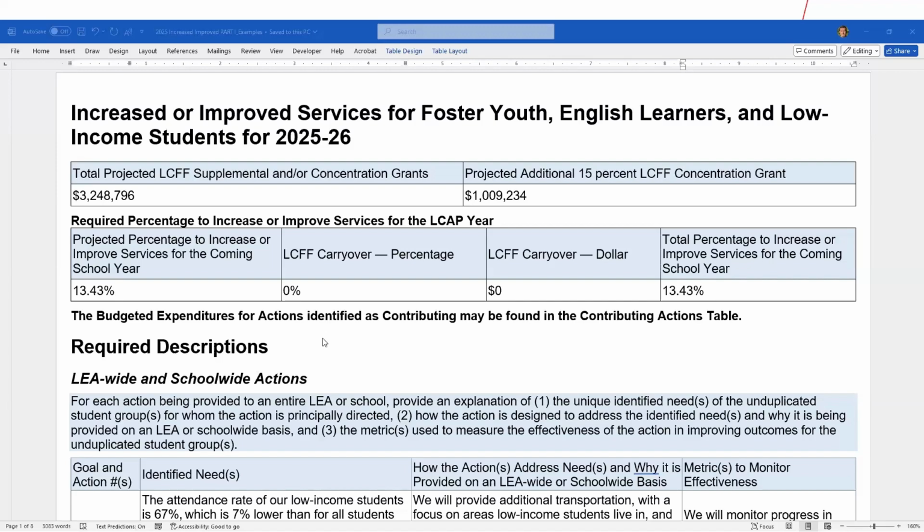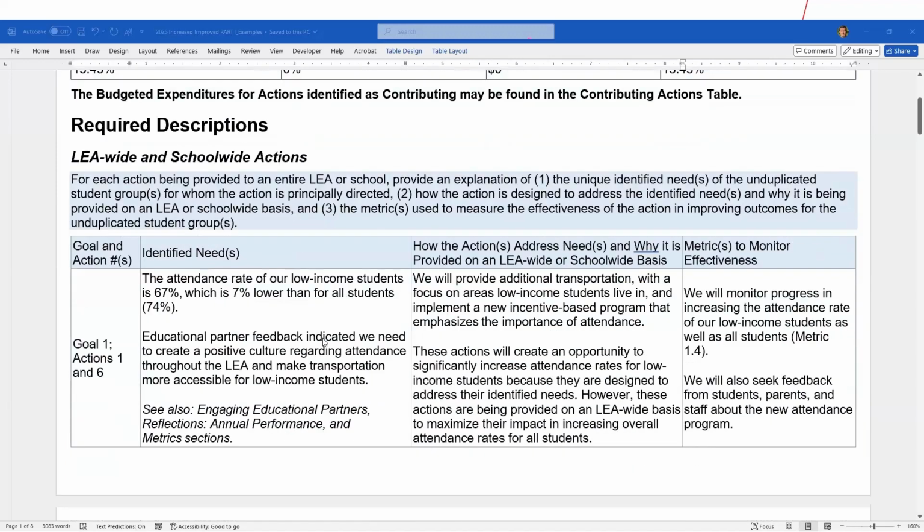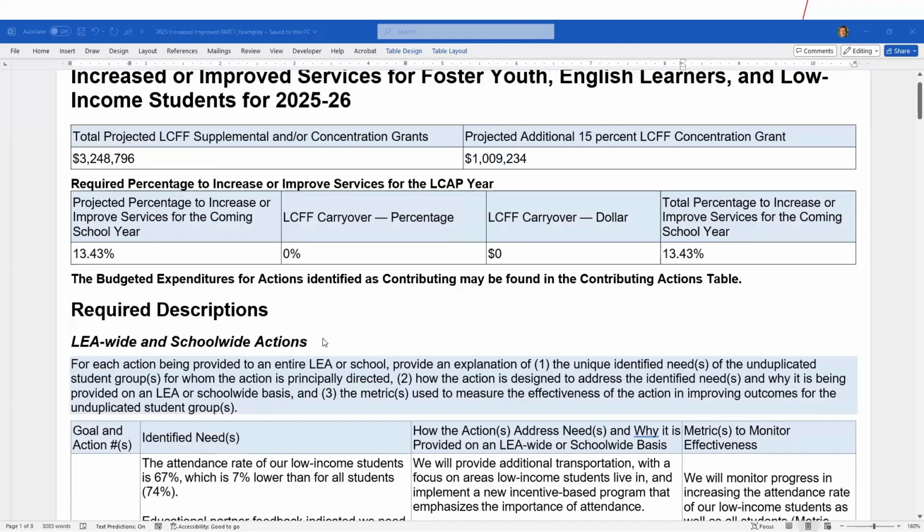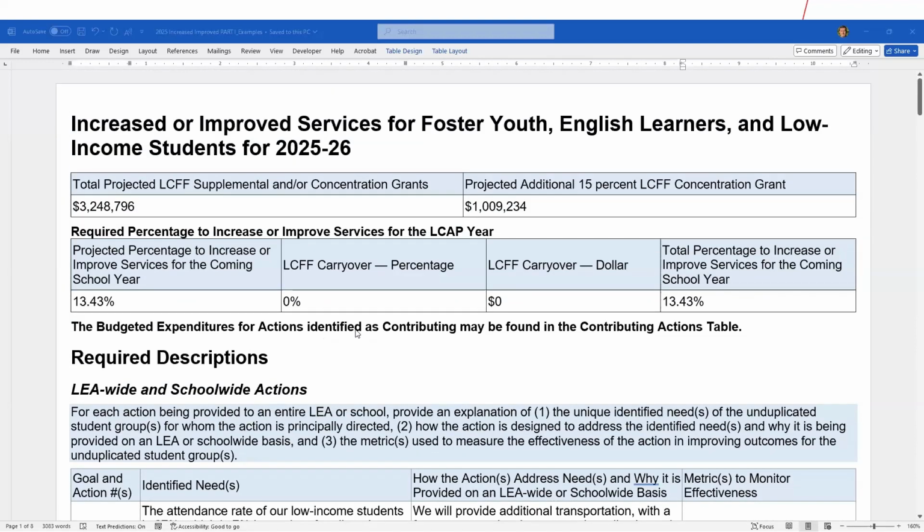So basically, this is what the increased improved services section looks like in the LCAP. The top boxes are where you fill in your financial information. So you're filling in your projected LCFF SNC funds. If you get the additional 15%, that goes there as well. And then the percentage to increase or improve services for the coming year. All of this is calculated in the action tables that Josh referred to before.